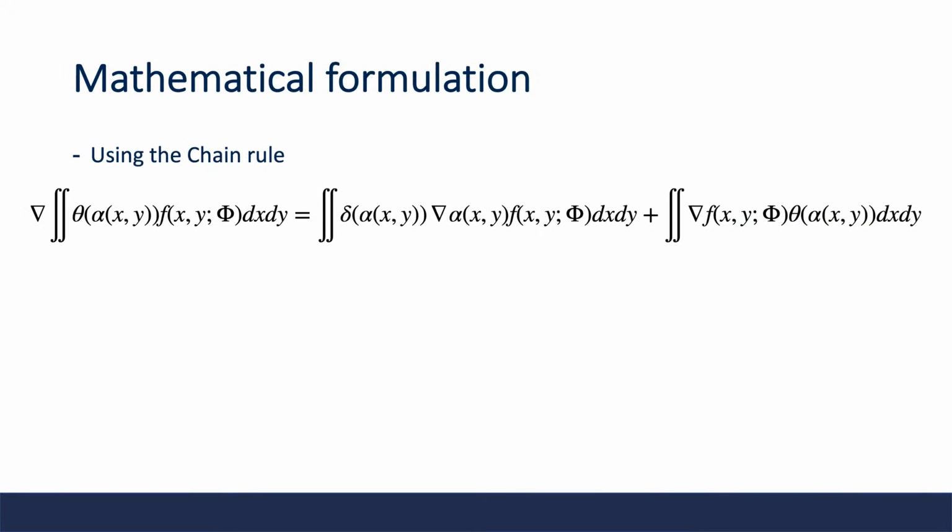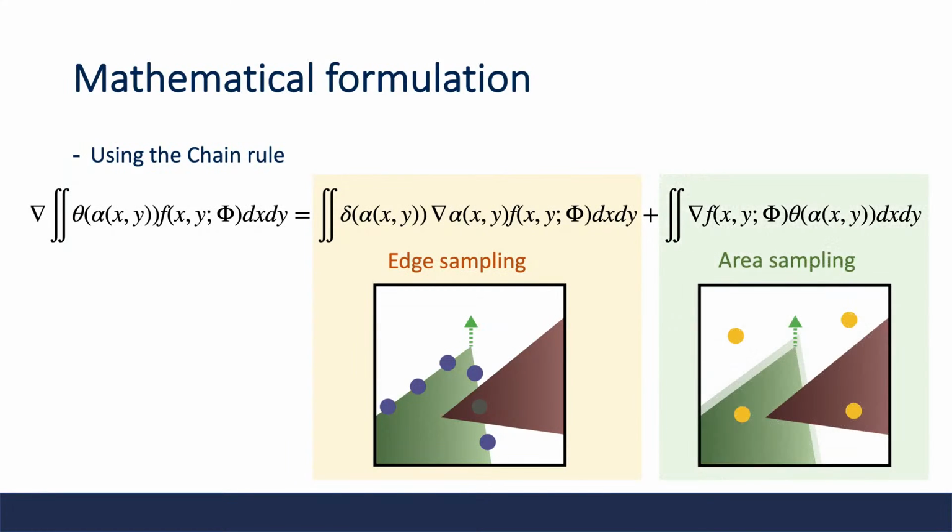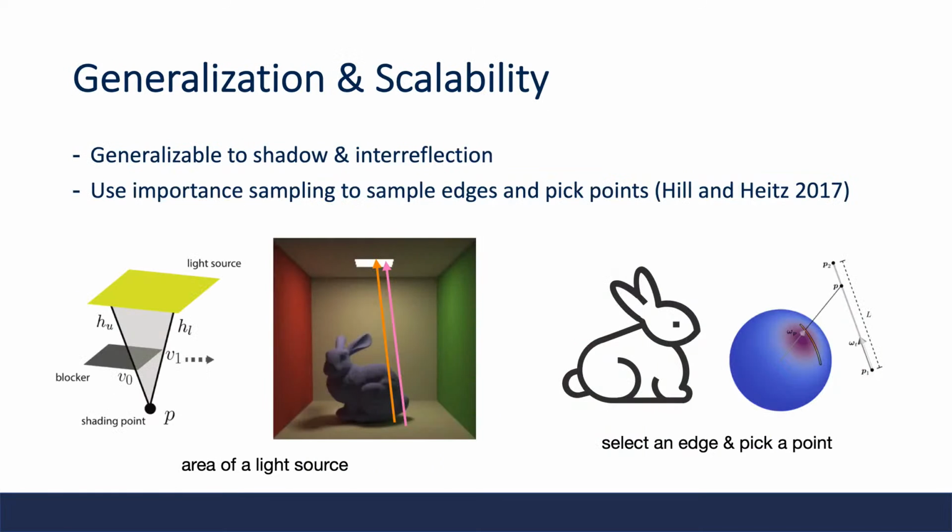Finally, we can take the derivatives and use the chain rule, and we have the following equations. The first term includes the delta function, which can be approximated using edge sampling. And the second term has the gradients of the smooth f functions, which can be calculated using the traditional area sampling and auto differentiation. This idea can be generalized for computing the gradients for shadows and interreflections between surfaces. It's just integrating in a different domain, like the area of a light source instead of the pixel area.